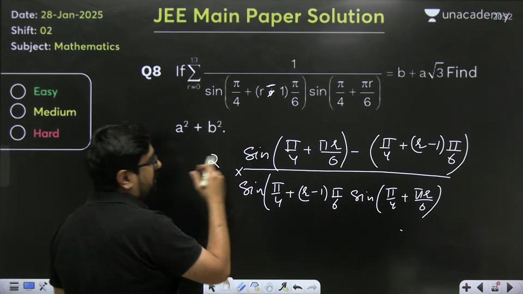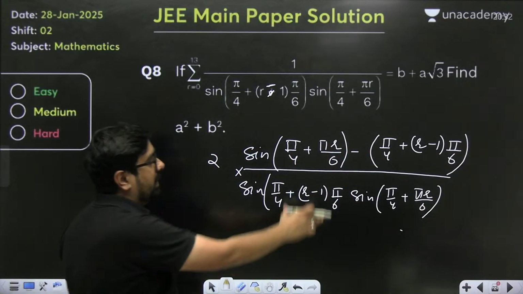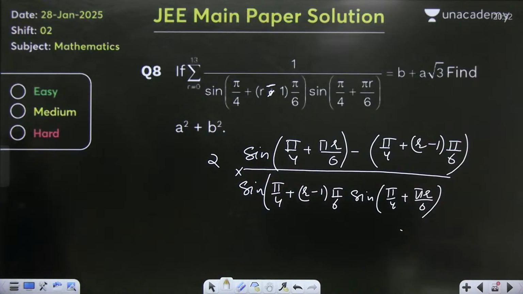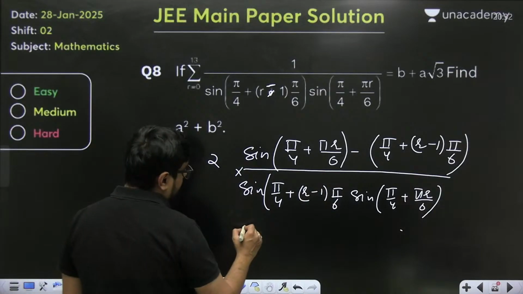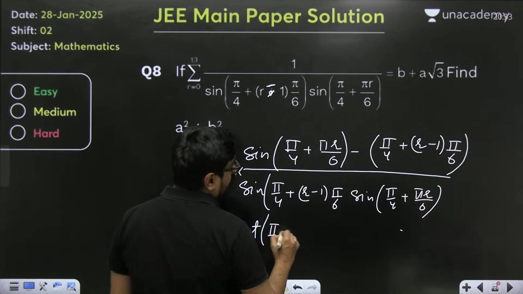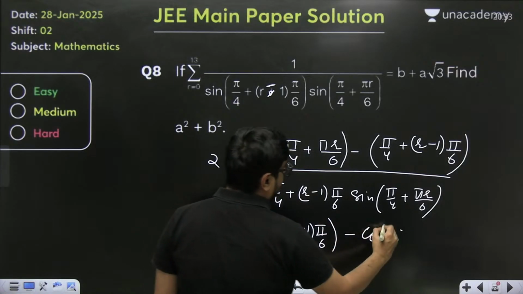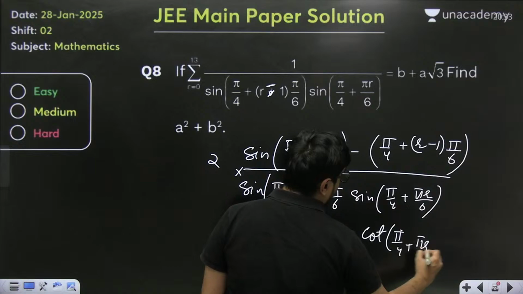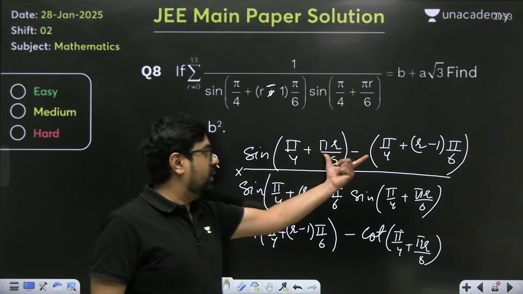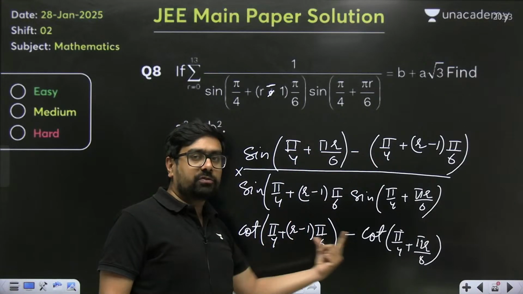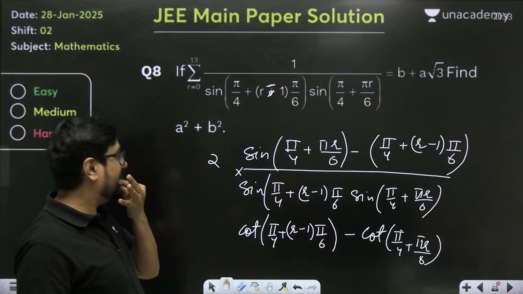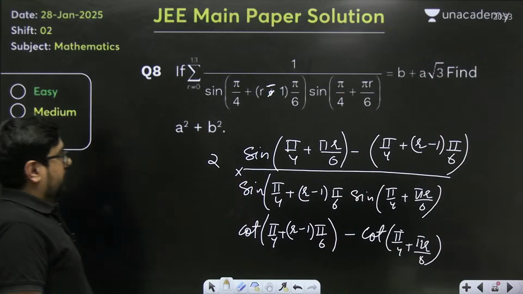Now here you'll have to use sine of a plus b. Oh, sorry, sine of a minus b. So sine a cos b minus cos a sine b. When you use that formula, only cot will remain. I think, yeah. So only cot will remain. Yes, only cot of pi by 4 plus r minus 1 pi by 6 and minus cot of pi by 4 plus pi r by 6. Just apply sine a minus b over here, taking a as this and b as this. Everything will get cancelled. Cots will remain. Cos by sine will remain. Okay, here also cos will remain, cos will remain.